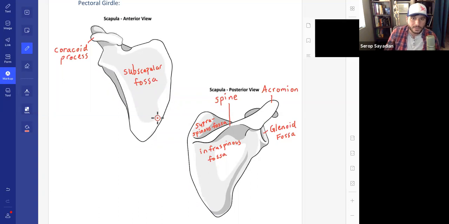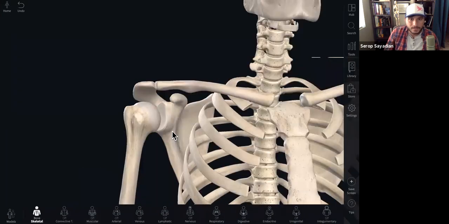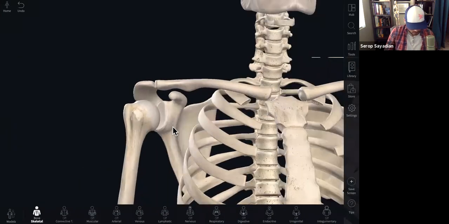Again, if we go to Arthur, you can see here is the acromion, here is the coracoid.